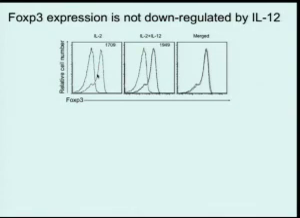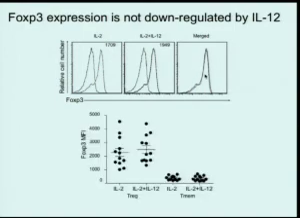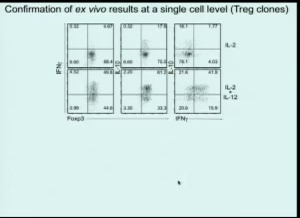So here we have Foxp3 with IL-2 alone, with the addition of IL-12, and one can see that there's no difference in Foxp3 expression with IL-12. We then looked at a number of different subjects. Each symbol represents a different healthy subject in terms of the expression of Foxp3, and one can see there is no difference in Foxp3 expression with IL-12 addition as compared to memory T cells, which of course did not express Foxp3. We then wanted to confirm this with single-cell cloning.